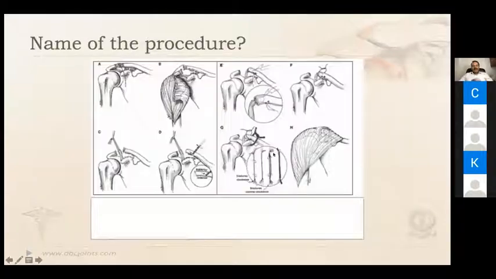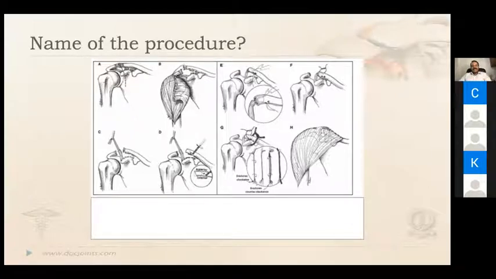I will show you a picture of something which we used to do earlier. Even now, this is the open method of AC joint reconstruction. What is the name of the procedure? The coracoacromial ligament is detached, and to the excised lateral end of the clavicle, the ligament is transferred, and it can be augmented with a hamstring graft as well. What is this procedure called?